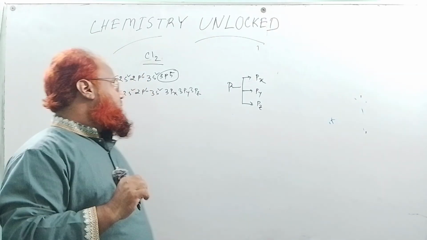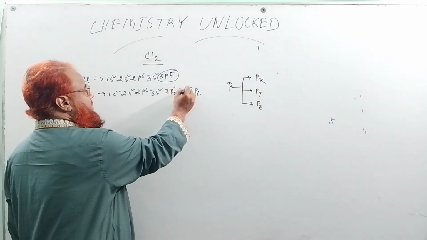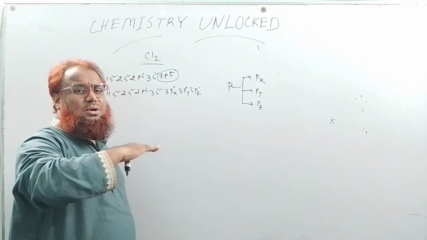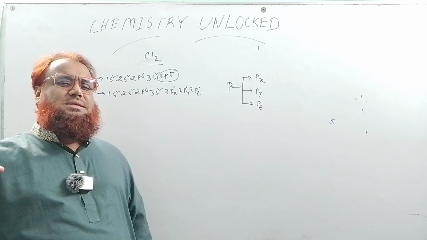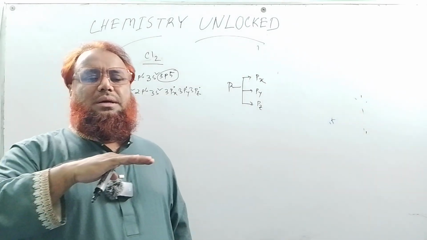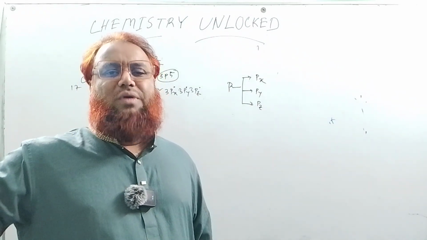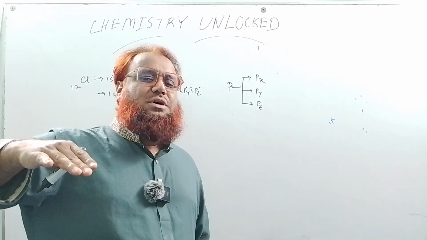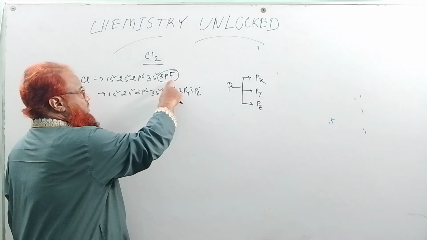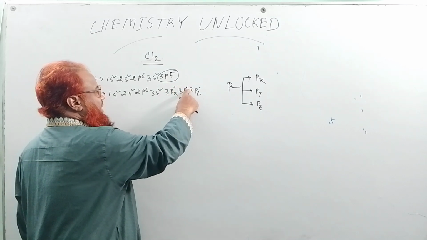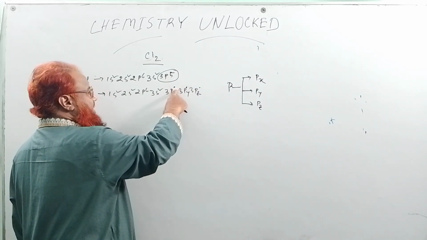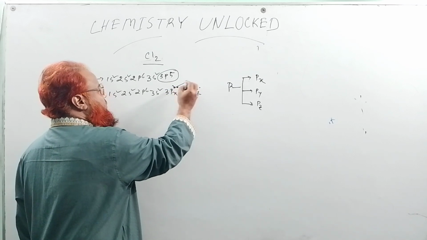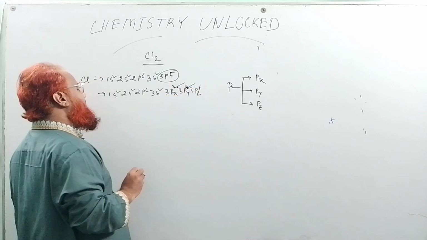So 1, 2, 3, and the rule is what? Singly first. We have to distribute the electrons among these 3 orbitals singly first, that means 1, 1 and 1. Then again it starts from the first orbital. Total electrons is 5, so 1, 1 and 1, then again 1, that is 1, 2, 3, 4 and then 5. So 2, 2 and 1.